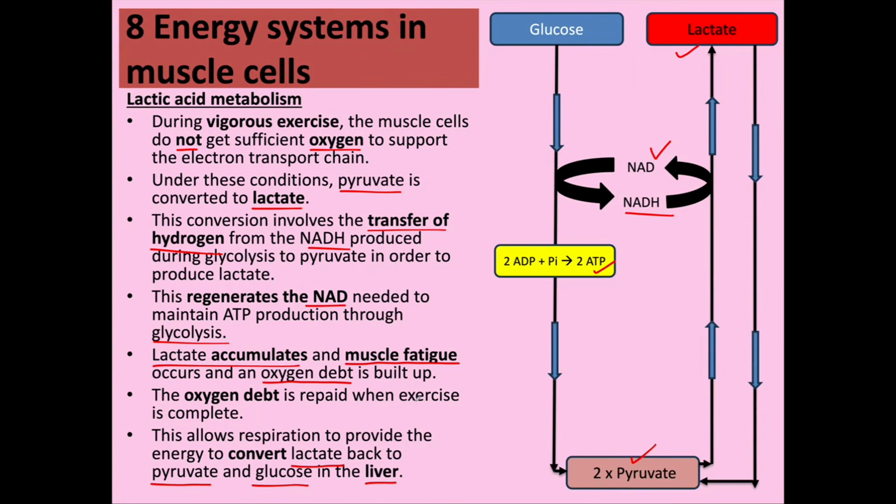But the problem is, over time, lactate accumulates and muscle fatigue occurs, and we also build up our oxygen debt. Now, we can repay that oxygen debt when the exercise is complete. That's why you can't rely on this non-aerobic respiration for too long, because eventually you've got to start breaking down that lactate. And what this does, when we repay the oxygen debt, is it allows aerobic respiration to occur, which provides us with loads of ATP, and that provides the energy to convert the lactate back. You can see this reverse arrow here, converts it back into pyruvate, and also the pyruvate can be reversed into glucose if needed in the liver.